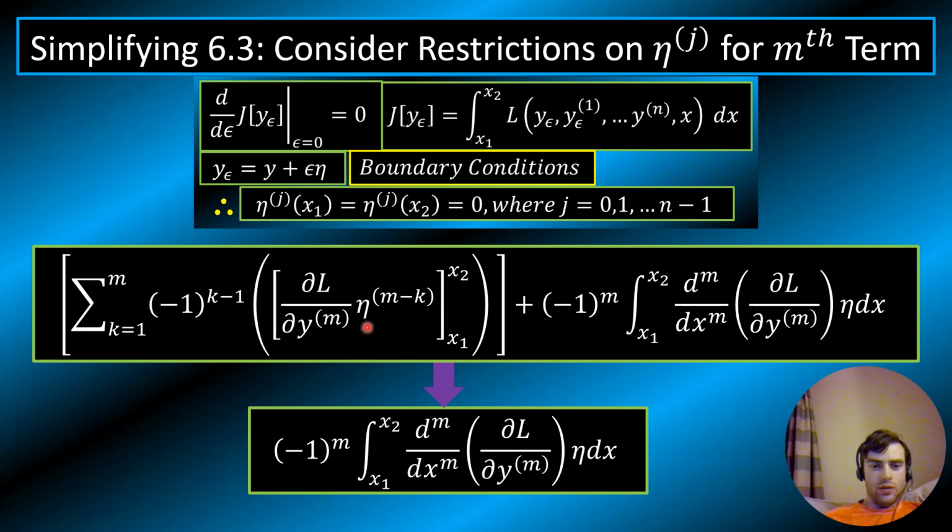If you imagine you vary k from 1 to m, where m can be anywhere from 1 to n, that means that all the possible values of eta, the m minus kth derivative with respect to x of eta, fall within the range of, so all those possible values.